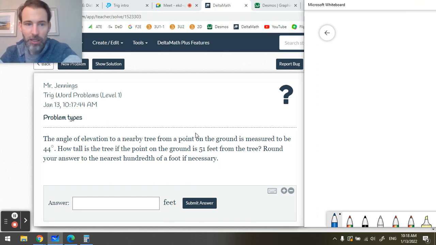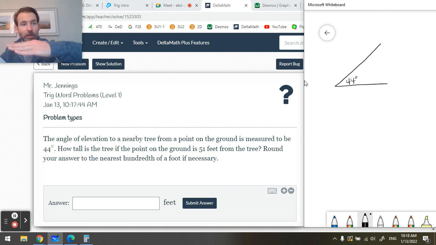All right, so first step is the angle of elevation. I know that I'm going to have some kind of triangle, and there's going to be an angle of elevation involved, 44 degrees, very close to 45 degrees. Okay, so here we go. Some kind of angle of elevation. I'm going to put that in there, 44 degrees. Remember, an angle of elevation is going above the horizon, looking up over the ground. So that's angle of elevation. How much do you have to look up? From a point on the ground, it's measured to be 44 degrees. How tall is the tree if the point on the ground is 51 feet from the tree?